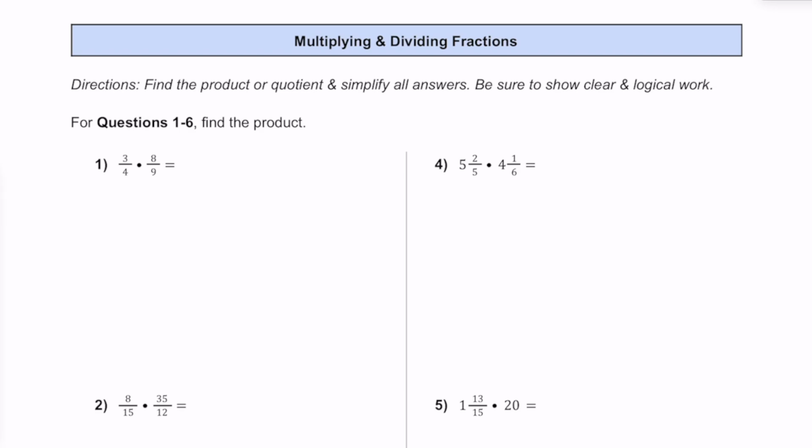What we can do here is take the numerators and multiply them together. So we have 3 times 8, and on the denominator, we have 4 times 9. When you're multiplying fractions, you don't need common denominators. You can just multiply across. So 3 times 8 on top is going to be 24, and 4 times 9 on bottom is going to be 36. This would be the product, or the answer to a multiplication problem.